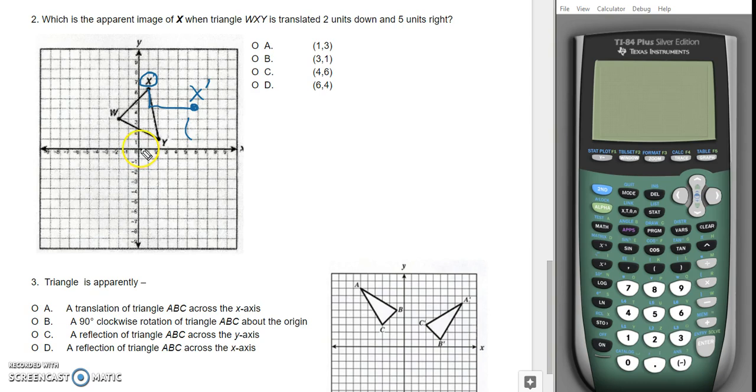So my coordinate, I have to go over 6 and up 1, 2, 3, 4. Okay, so that's the new location. That's the slide. The only one that matches is D. Now, in class, I had a lot of people tell me C, so make sure you are not confusing your X and Y axes.